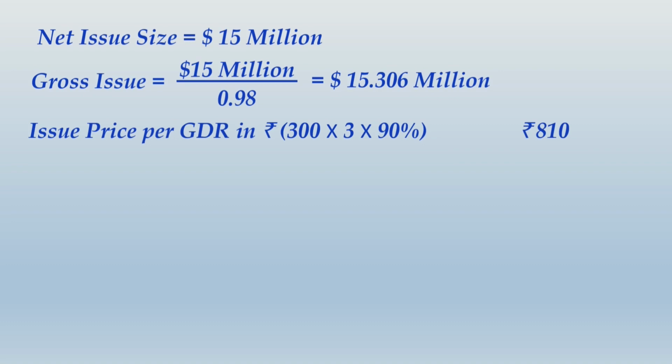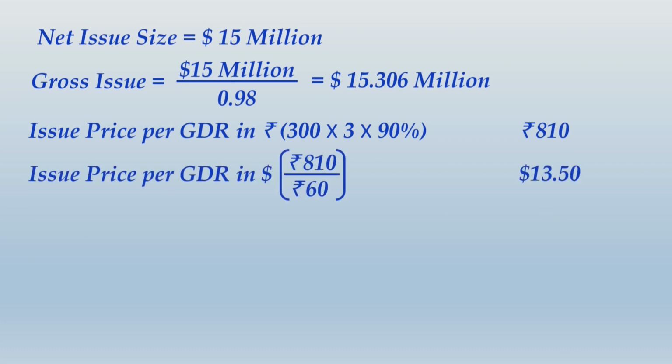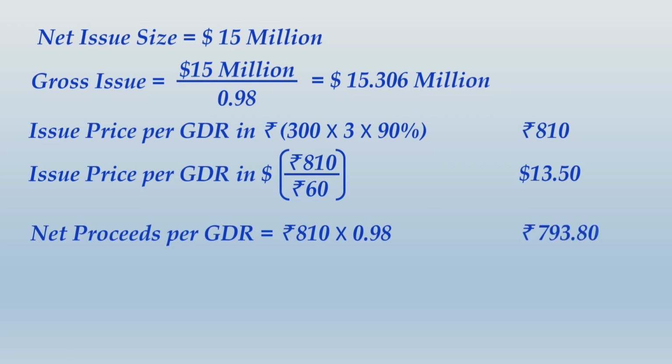Issue price per GDR in rupee will be rupees 300 multiplied by 3, that is 3 shares underlying each GDR, and multiplied by 90% because the issue will be discounted at 10%. So this comes to 810 in terms of Indian rupee. So issue price per GDR in dollars will be 810 divided by 60, that will be $13.5, and net proceeds per GDR will be rupees 810 into 0.98, that comes to rupees 793.80.